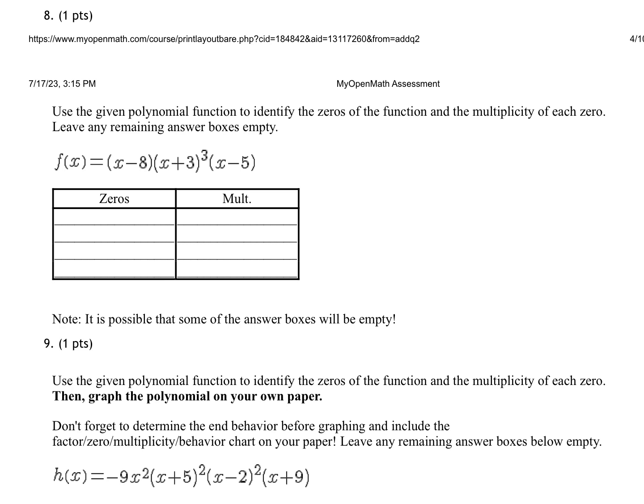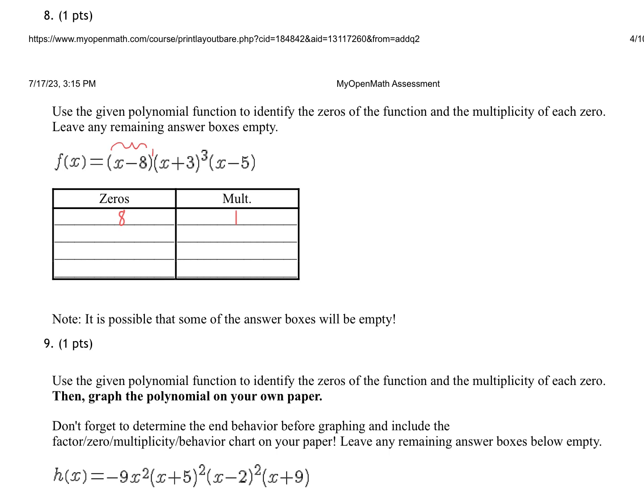All right, number 8. Use the given polynomial function to identify the zeros and the multiplicity of each zero. Each factor is going to give us a 0. The 0 is always the opposite sign of the factor. So if we have x minus 8, the 0 is going to be +8. And then remember, the multiplicity is the exponent. There's not an exponent written on that first factor, so it's understood to be 1.